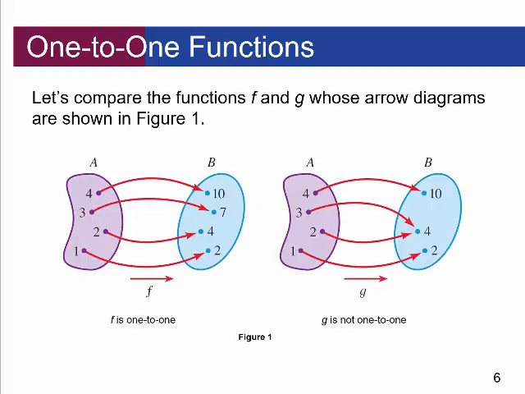Let's compare the functions f and g, whose arrow diagrams are shown here. This function f is what we call one-to-one because each input goes to exactly one output. This function g is not one-to-one, because the inputs 3 and 2 go to the same output. So each input does not go to a distinct output. Here, these two inputs went to the same output, not one-to-one.